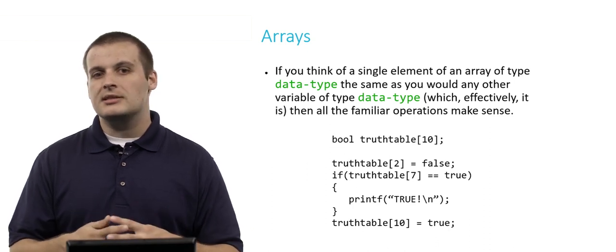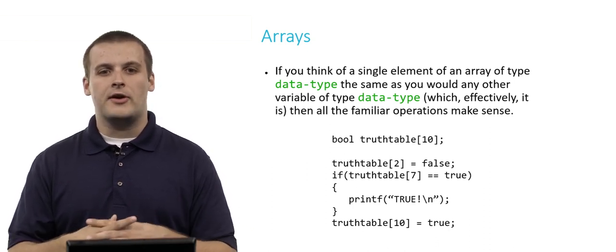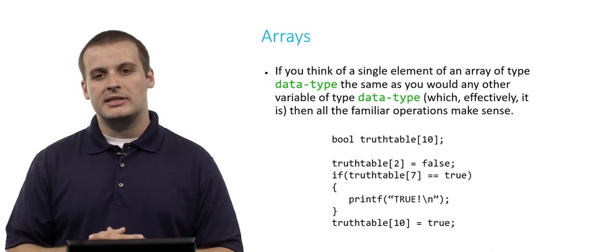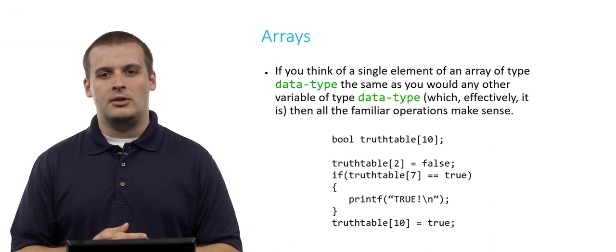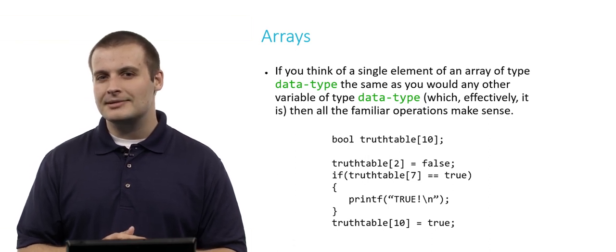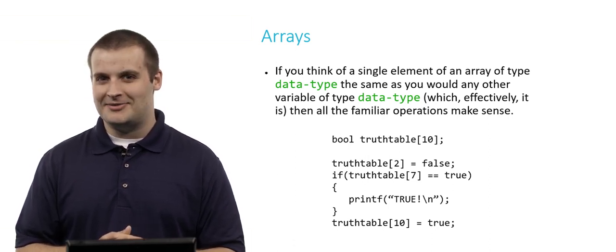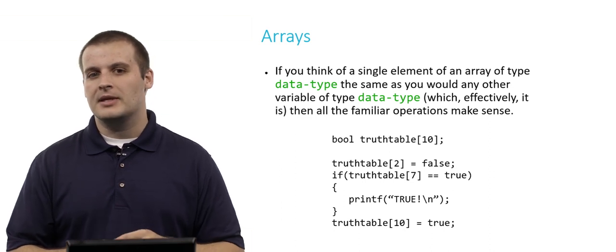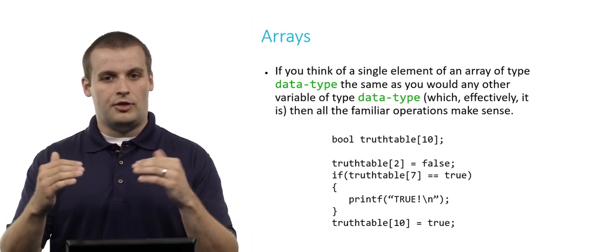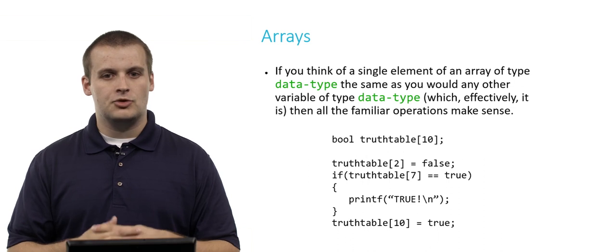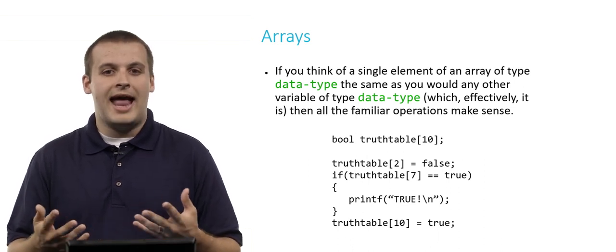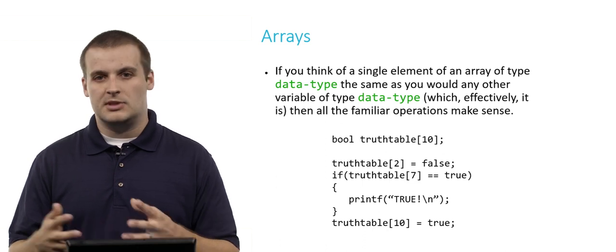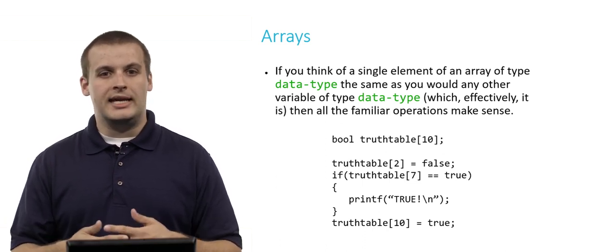And then just like we could assign a value to any other variable of type Boolean, we could say something like truth_table[2], which is how we indicate which element of the truth table? The third element of the truth table, because remember, we're counting from 0. So that's how we indicate the third element of the truth table. truth_table[2] = false, just like we could assign any Boolean type variable to be false. We can also use it in conditions.